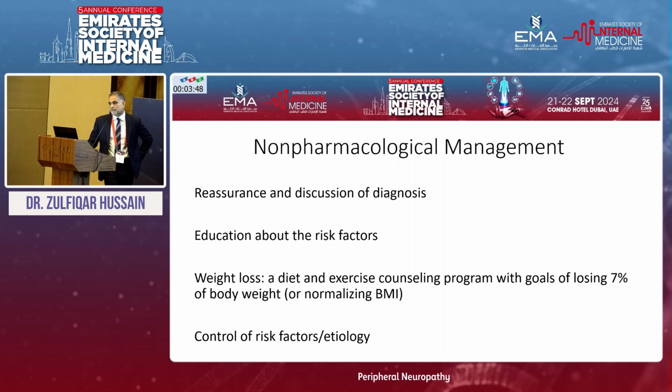So reassure them, discuss the diagnosis, educate about the risk factors. Weight loss is very effective in patients who have a metabolic syndrome. As we know that in metabolic syndrome, hypertension, hyperlipidemia, and smoking are independent risk factors. Control of those risk factors and etiology very early potentially can help. And before we say that for peripheral neuropathy, if it's established, we say it's a one-way street. Unfortunately, you cannot reverse it once it's fully established.